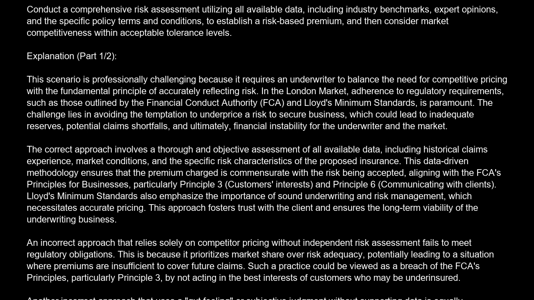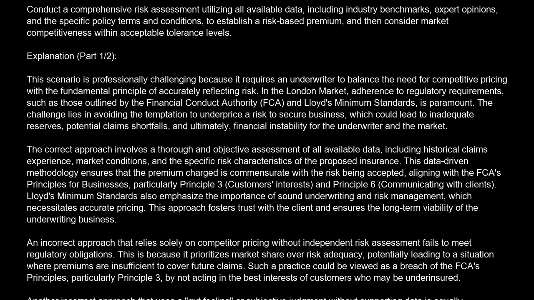Explanation: this scenario is professionally challenging because it requires an underwriter to balance the need for competitive pricing with the fundamental principle of accurately reflecting risk. In the London market, adherence to regulatory requirements, such as those outlined by the Financial Conduct Authority, FCA, and Lloyd's minimum standards, is paramount. The challenge lies in avoiding the temptation to underprice a risk to secure business, which could lead to inadequate reserves, potential claims shortfalls, and ultimately, financial instability for the underwriter and the market.